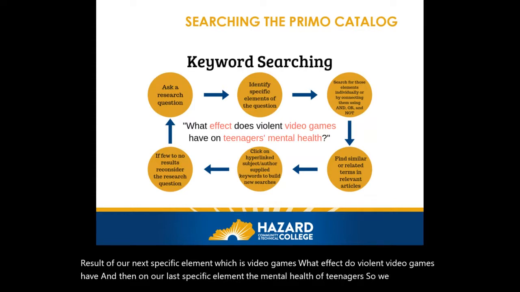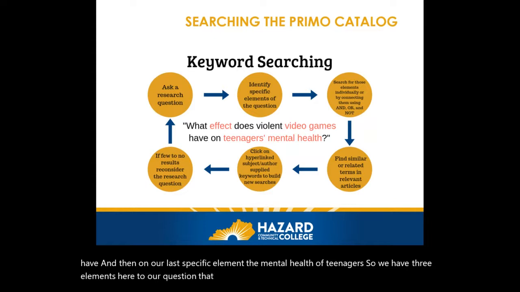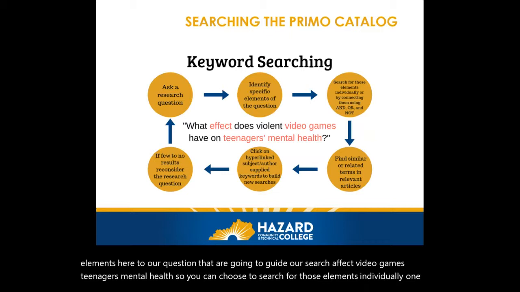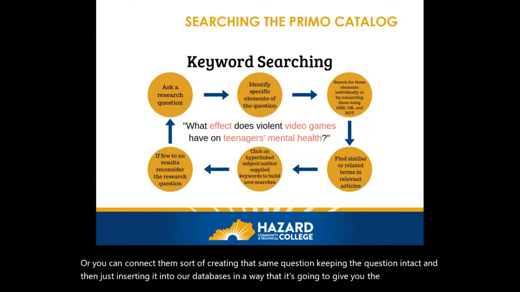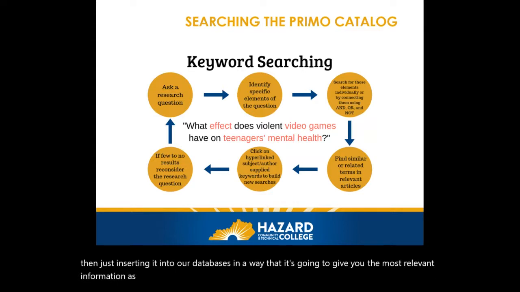So we have three elements here to our question that are going to guide our search: effect, video games, teenagers' mental health. So you can choose to search for those elements individually, one by one, or you can connect them, sort of creating that same question, keeping the question intact, and then just inserting it into our databases in a way that it's going to give you the most relevant information as it understands, because it is a computer program and it's going to take some technical finagling, so to speak, to make it work well for you.